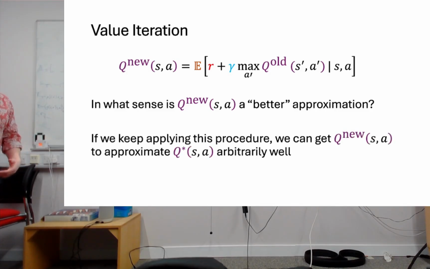So it's better in the sense that if I keep applying this procedure, if I keep setting Q new equal to Q old and iterating through, applying this update rule again and again, I will get as close as I like to the optimal action value function. So we can approximate it arbitrarily well. And if you do this an infinite number of times, not that you ever can, you actually get to Q star. In the limit, as you perform this procedure an infinite number of times, you reach the actual optimal value function. And that's the sense in which it's better.